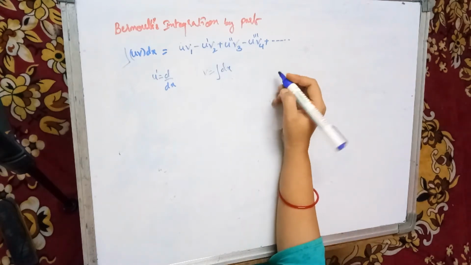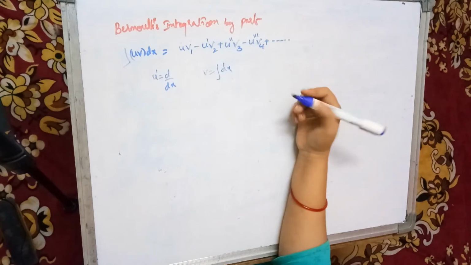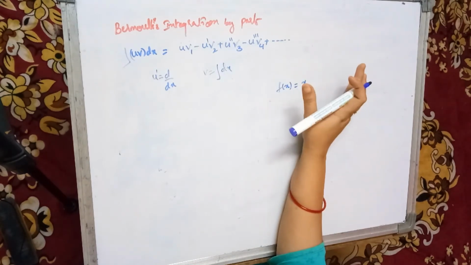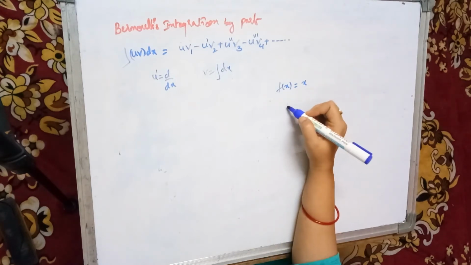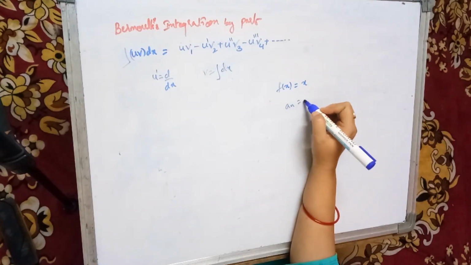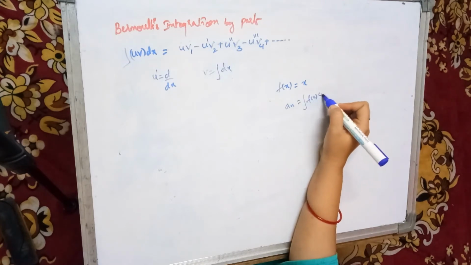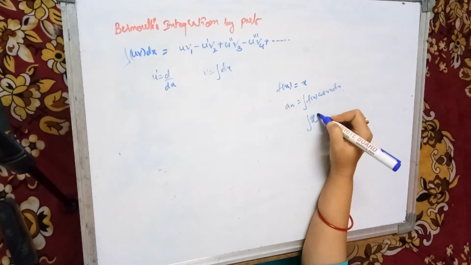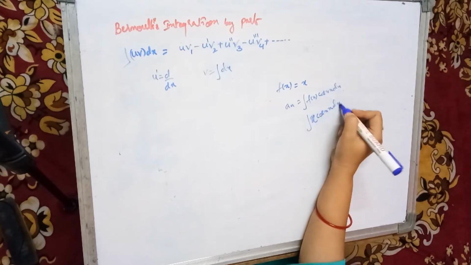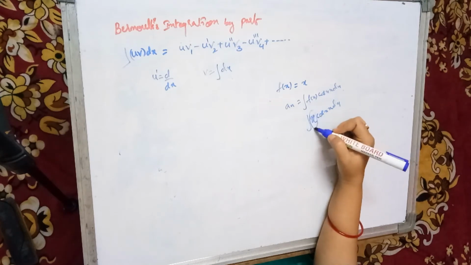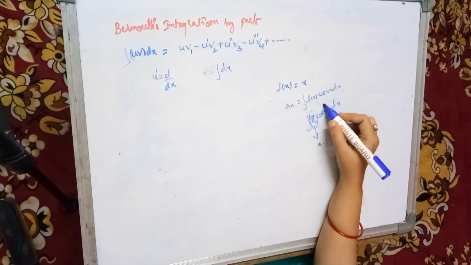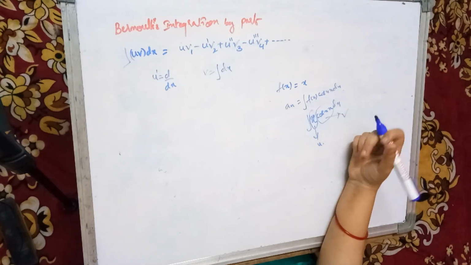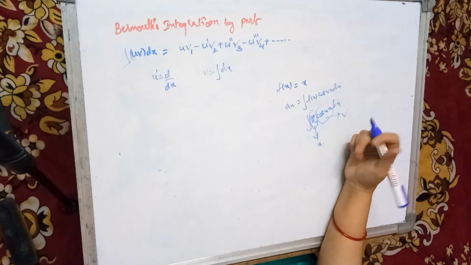Because suppose they have given you the function for finding the Fourier series, f of x is equal to x. Then when you are going to find your an or bn, the formula is what? f of x into cos nx into dx. It's going to be x into cos nx into dx. So this function you are going to consider under u and this part under v, so that the problem gets reduced as early as possible.